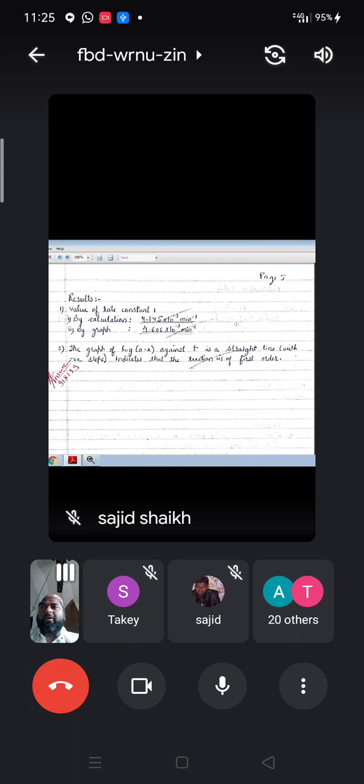Okay, this is about experiment number 2. This is chemical kinetics. Kinetics is nothing but the rate. In chemical kinetics, we are studying the rate of the reaction, or say how the reaction is going to proceed. Okay, that we can study under chemical kinetics. This is about experiment number 2.